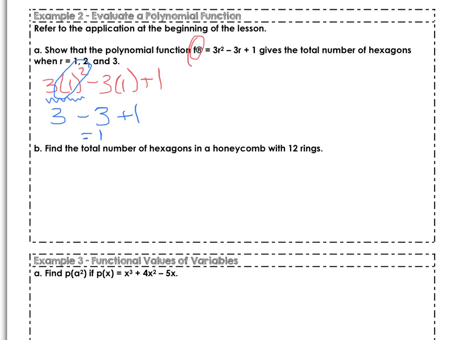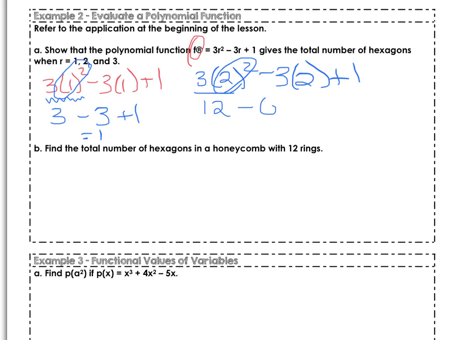Let's do 2 together, then I'm going to have you finish up example 2, parts A and B on your own. So we're going to plug in 2 for r, plug it in everywhere I see an r. So first off, I do my exponents. So 2 squared is 4. 3 times 4 is going to get me 12. Minus 3 times 2 gets me negative 6, and then I have a plus 1. So 12 minus 6 is 6, and 6 plus 1 is 7.